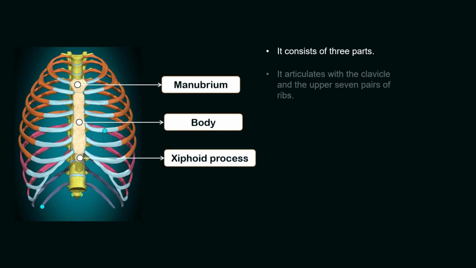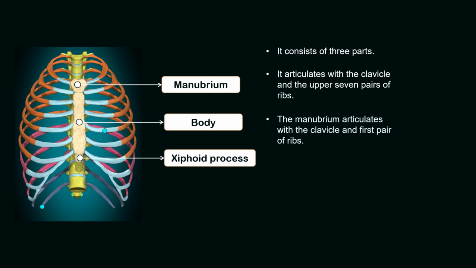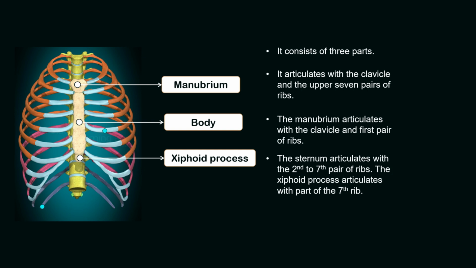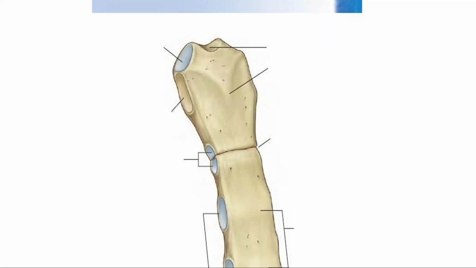The articulations: it articulates with the clavicle and the upper 7 pairs of ribs. The manubrium particularly is the one that articulates with the clavicle and the first pair of ribs. The second to the 7th pair of ribs articulate with the rest of the sternum, that is the body and the xiphoid process. Now in a detailed fashion, let's look at the different parts of the sternum.